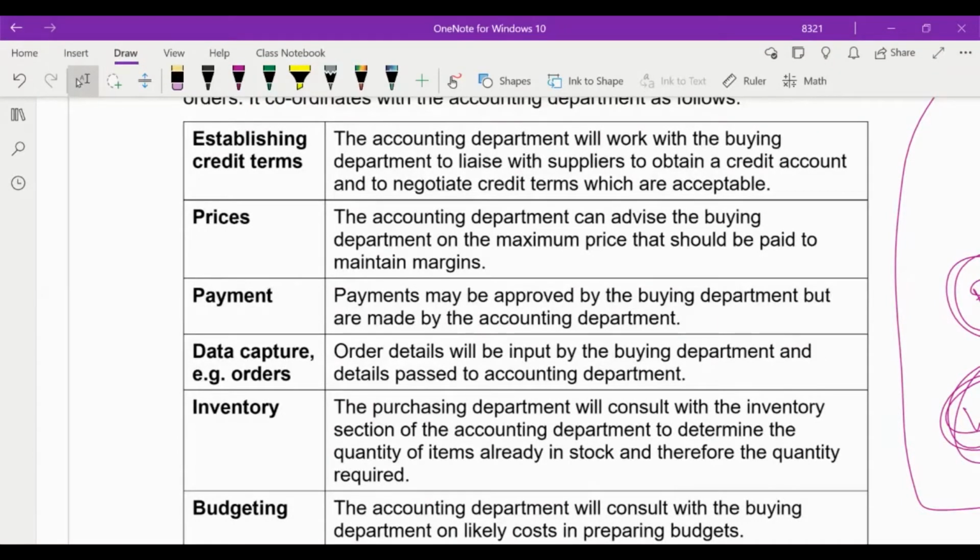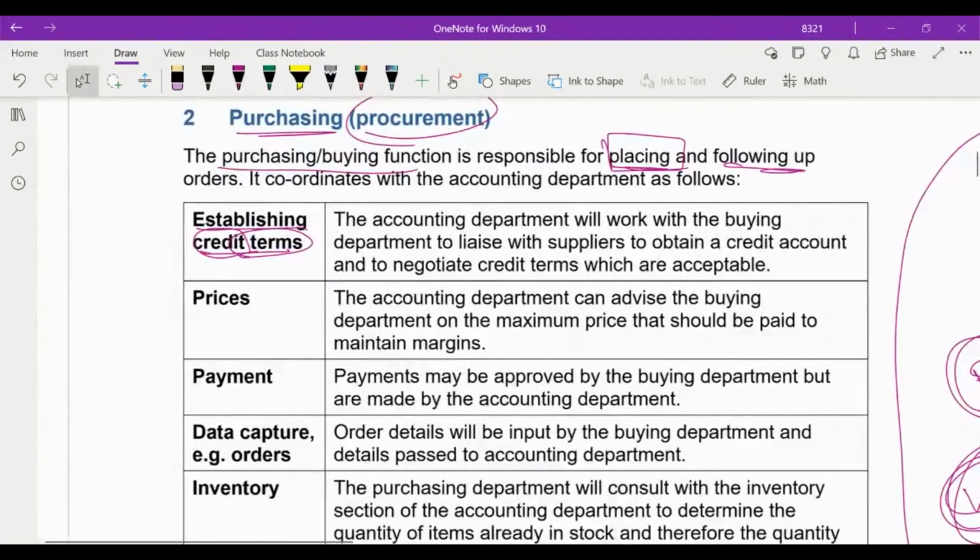So the first thing is establishing credit terms. This is very important. Credit terms means credit period generally, the payment terms, how we'll pay our suppliers. So the procurement department will decide the supplier, yes, that's fine. But the help of the accounting department will be required in establishing the credit terms. So the accounting department will work with the buying department.